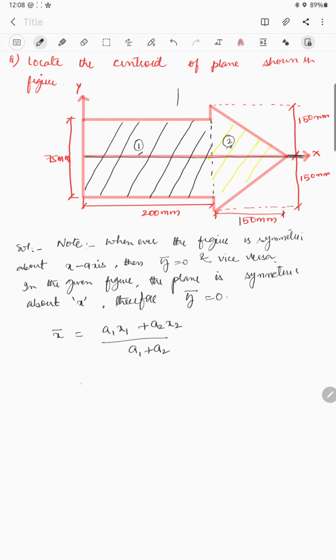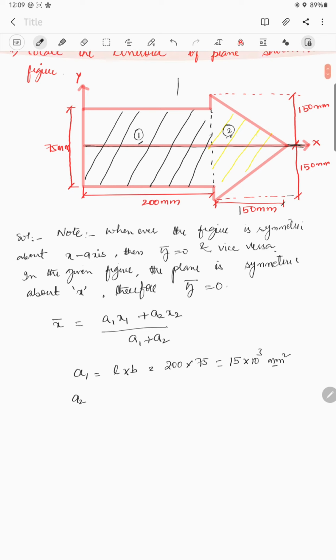So first we calculate the value of A1. What is the area of A1? See here, the area of this first rectangle, it is a rectangle, so L into B or B into H, so 200 into 75. That is 15 into 10 power 3 mm square. Very important, you have to write down all the units very carefully. This millimeter square is very important.